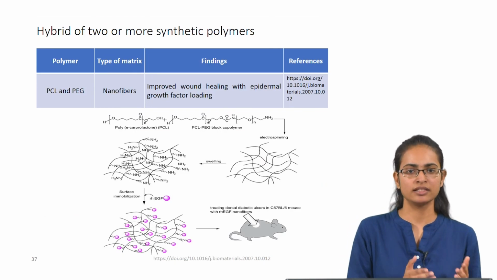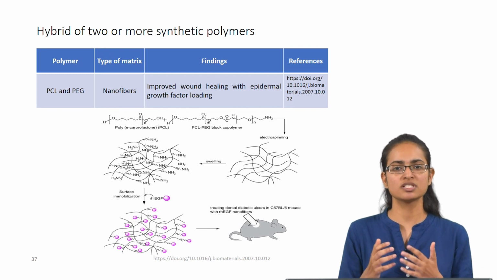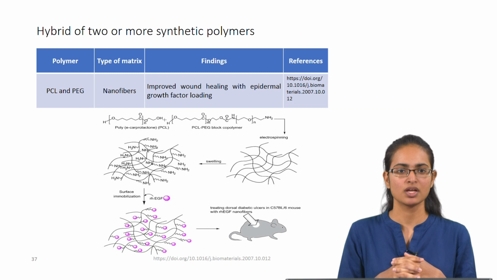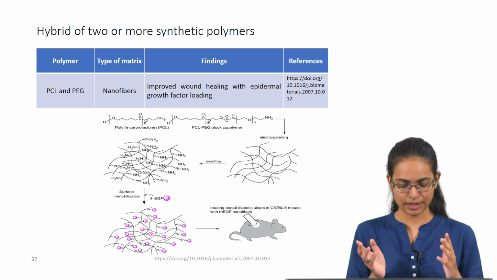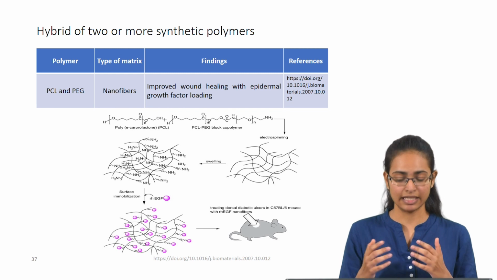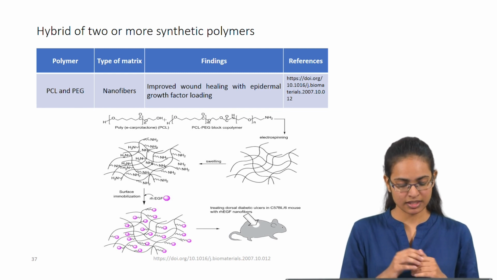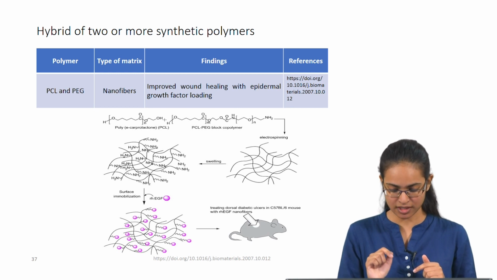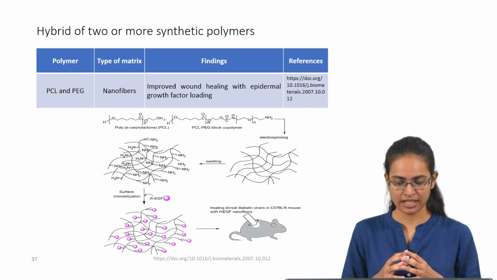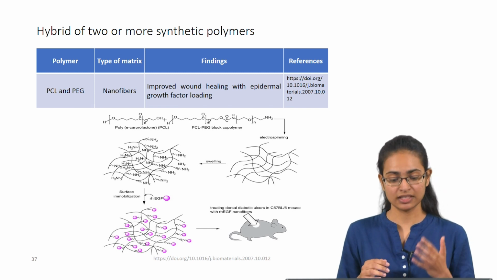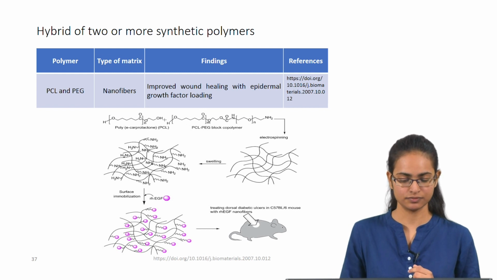Also, like natural polymers, two or more synthetic polymers have been blended to achieve better properties. Such as PCL and PEG block copolymer that has been synthesized and electrospun. Here you can see the free amino groups to which they have attached epidermal growth factor, and they have done in vivo studies to show improved wound healing with epidermal growth factor loading.